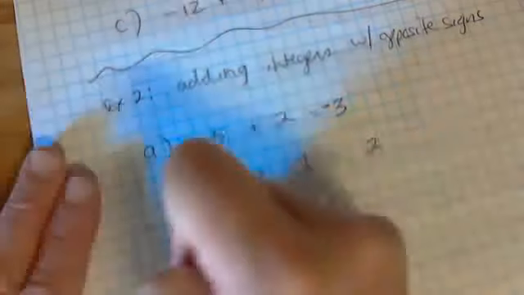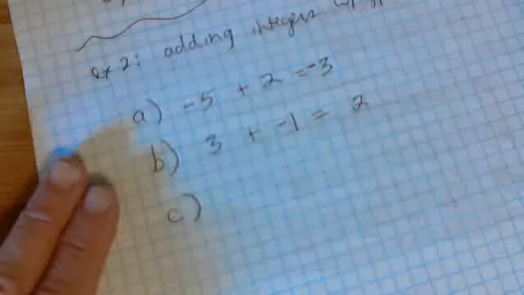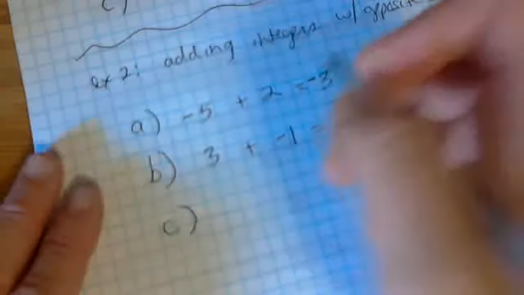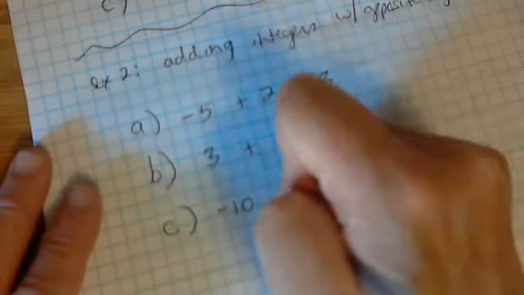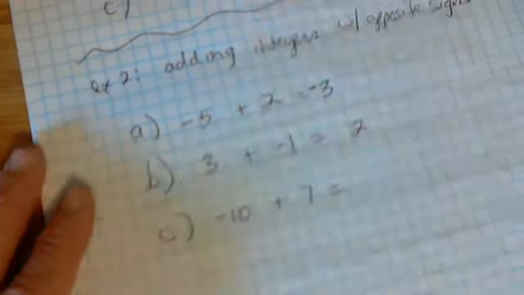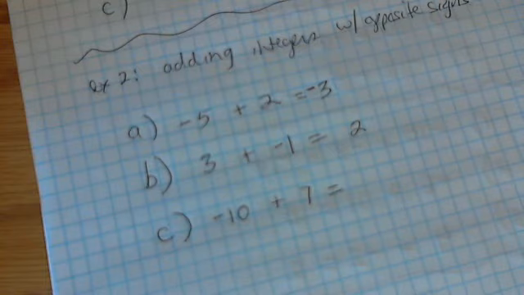Let's do one more example, and you decide which way you want to think about it. Go ahead and do negative 10 plus 7, and think about your answer for a moment.